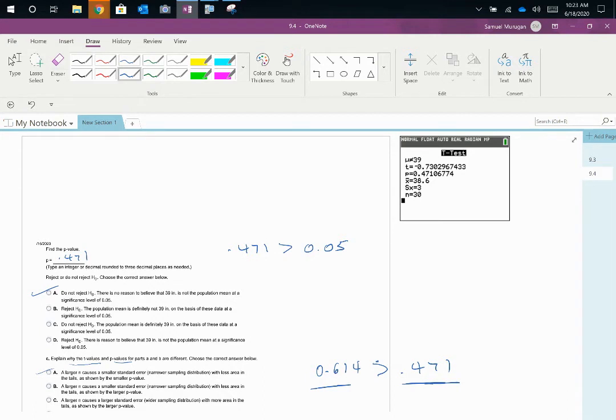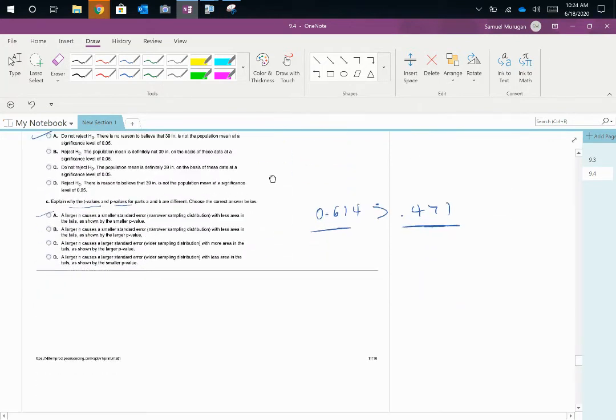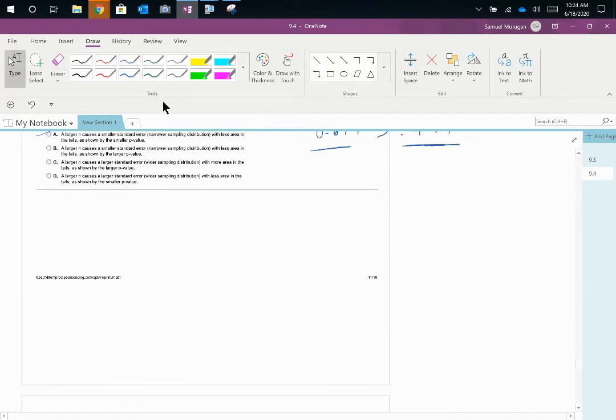Okay, so that is why parts A and B are so different. All right. Now, what happens if you have an insane amount of data?